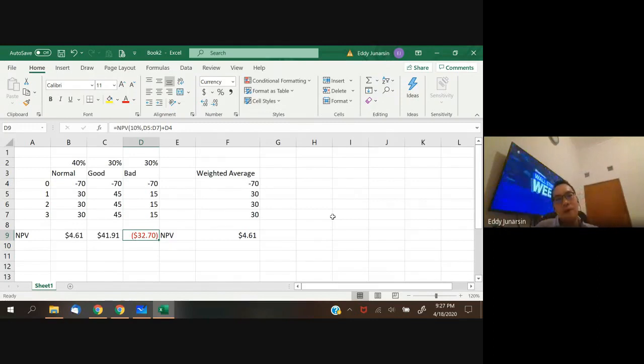Okay, so let me rephrase my statement. You tell your management, I want you to make another alternative for me. What if I could delay the project for 1 year? Tell me whether the NPV improves or worsens or doesn't change at all. Then I will make a more informed decision, right? Okay, so now let's continue.